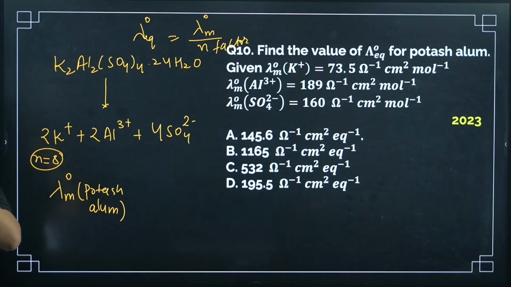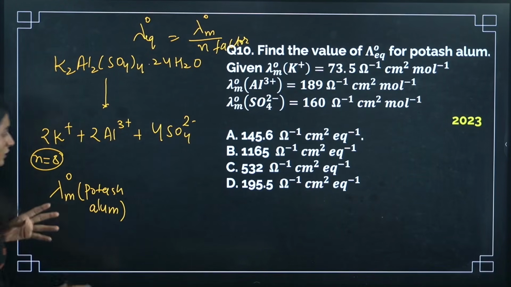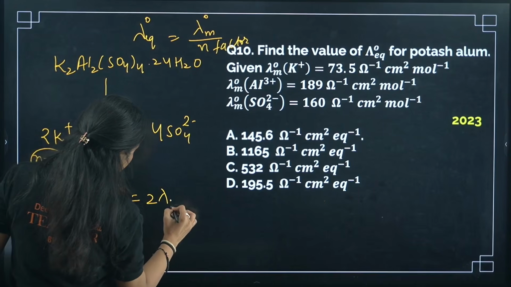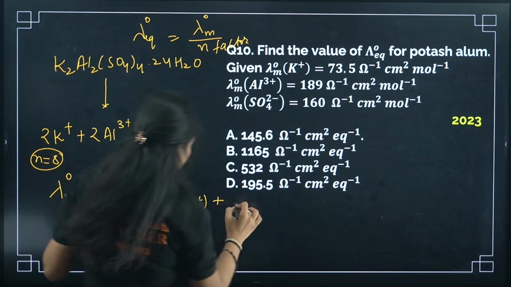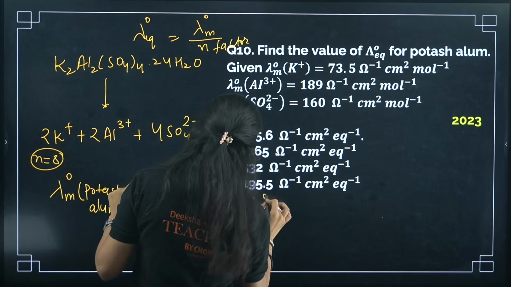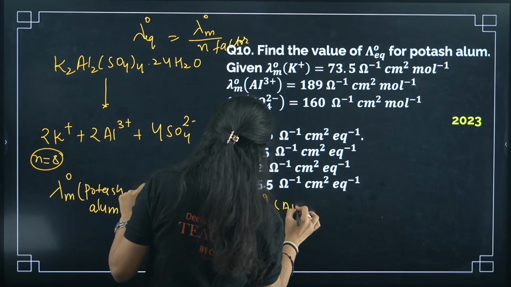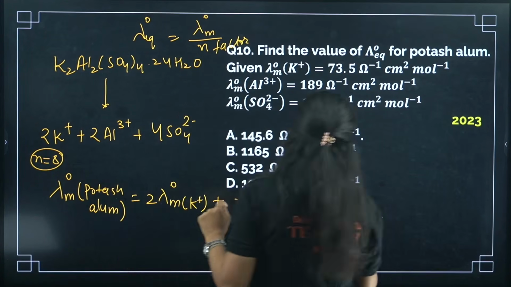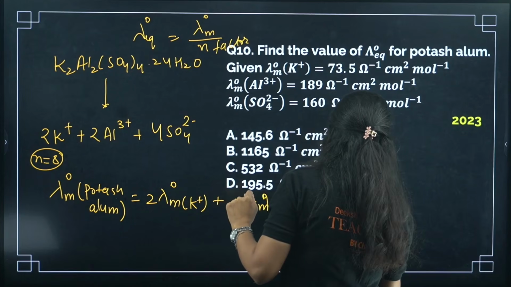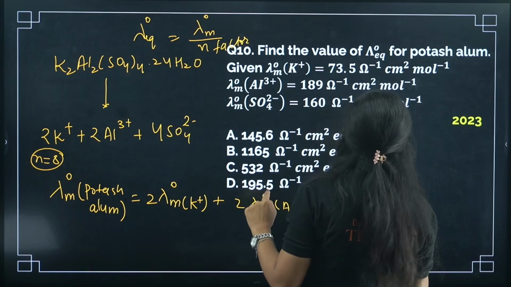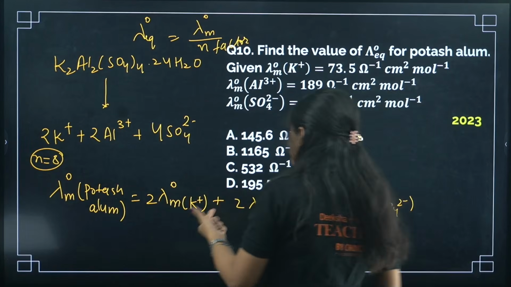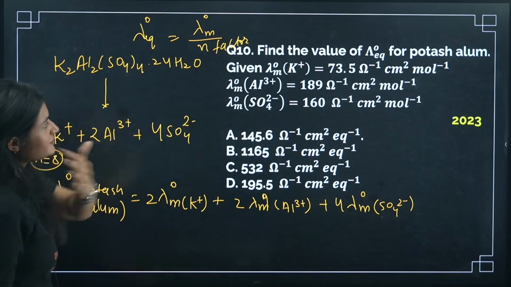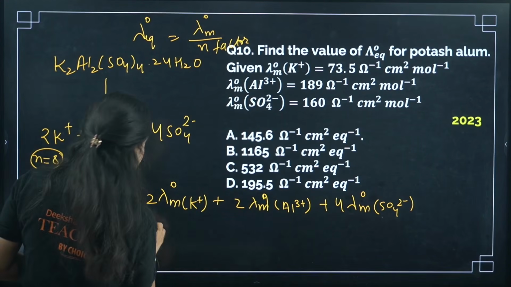This will be equal to 2 times the molar conductance at infinite dilution for K positive, plus 2 times that for Al3 positive, plus 4 times that for SO4 2 negative. Clear? Now we just substitute the values, because all these values are given to us, and add them.